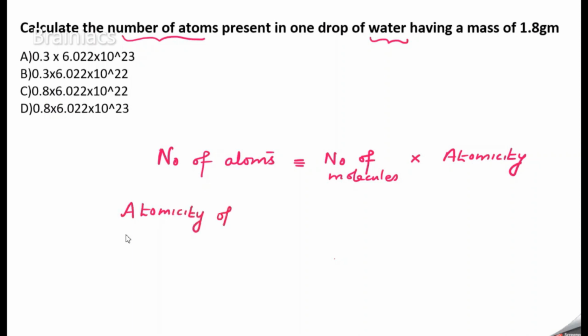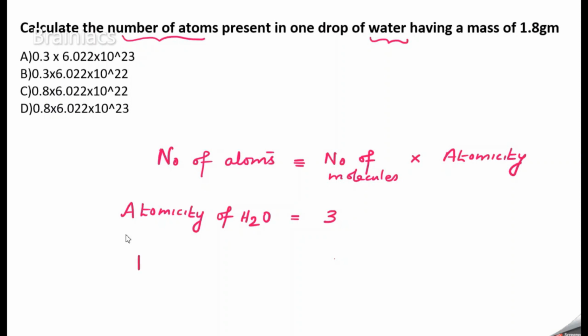So let me find out the atomicity of water. Atomicity of water is equal to the number of atoms present in one molecule of water, and that is equal to 3. Since they are not specifically mentioning any particular atom, we say the total atomicity of one single water molecule is equal to 3. So we got the atomicity. Next we need to find out the number of molecules. For that we will just understand what it is actually.